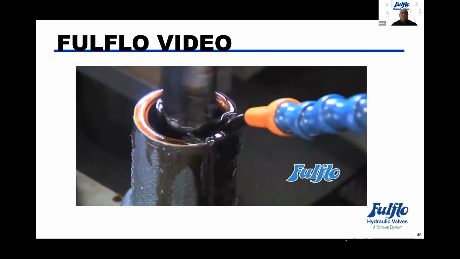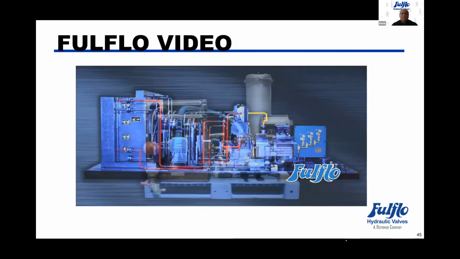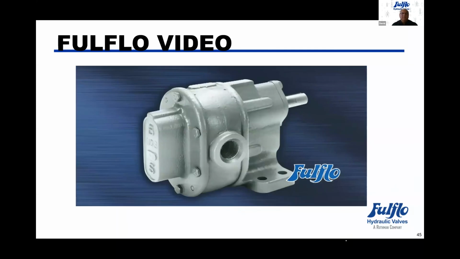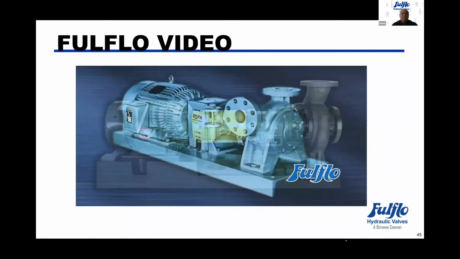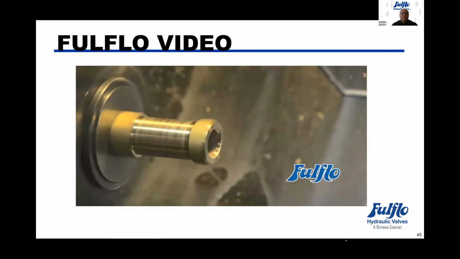Fulflo valves can be found on compressors, lubrication skids, ships, tugboats, oil and gas refineries, U.S. aircraft carriers, and all types of pumps from positive displacement pumps and centrifugal pumps to positive regenerative turbine pumps, just to name a few. The Fulflo valve is designed for system protection and to relieve system pressure.